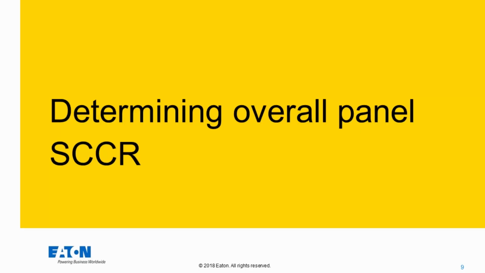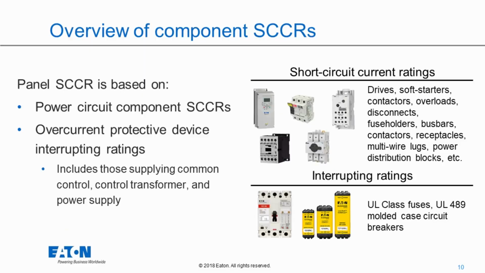So with that, we have reviewed all of the really important definitions, and we're going to go ahead and dive into how we actually calculate the short circuit current rating for an industrial control panel. And most importantly, we know that the panel short circuit current rating is going to be based on the ratings of internal components. There's two ratings that we're going to care about: short circuit current ratings and interrupting ratings.